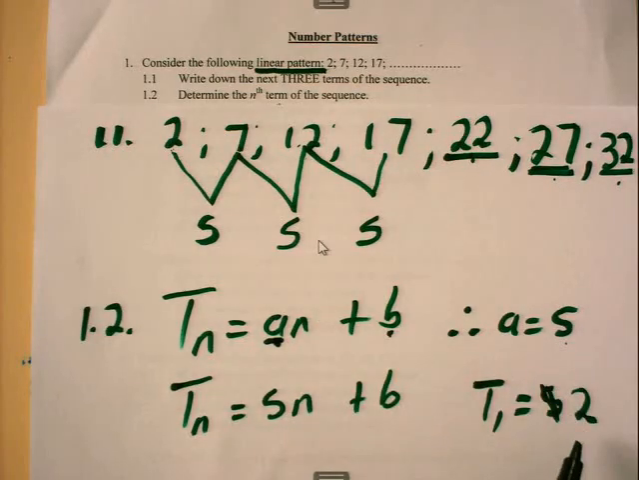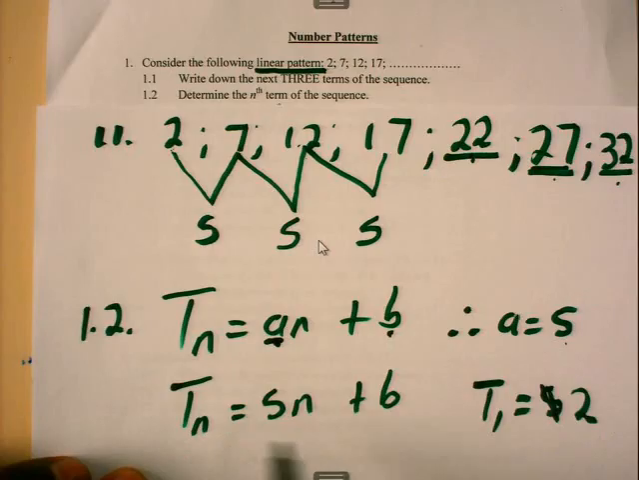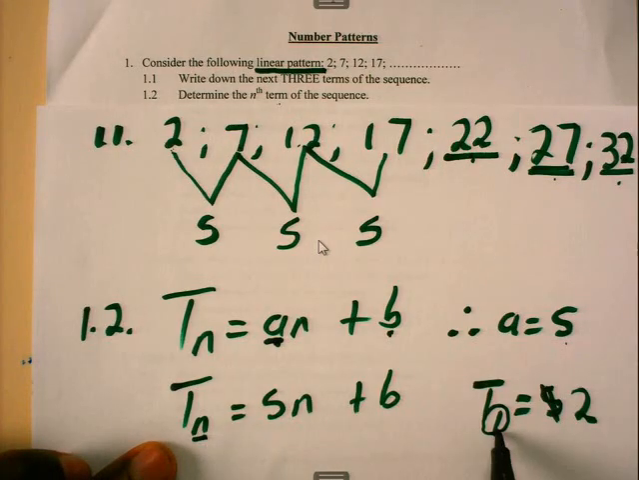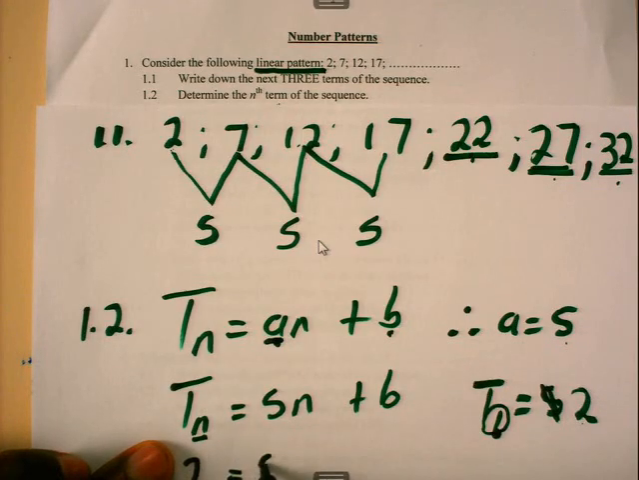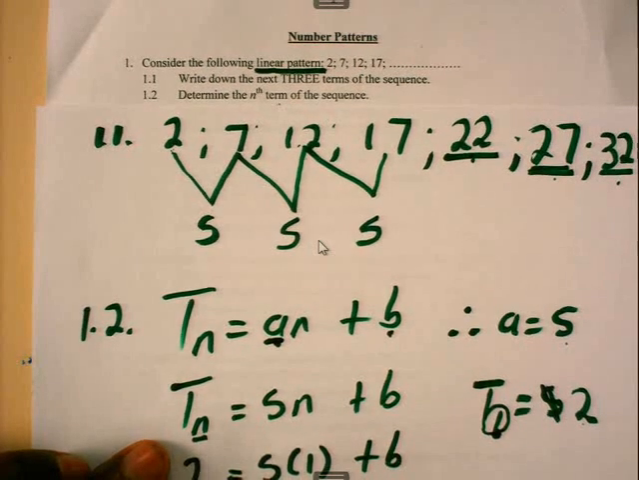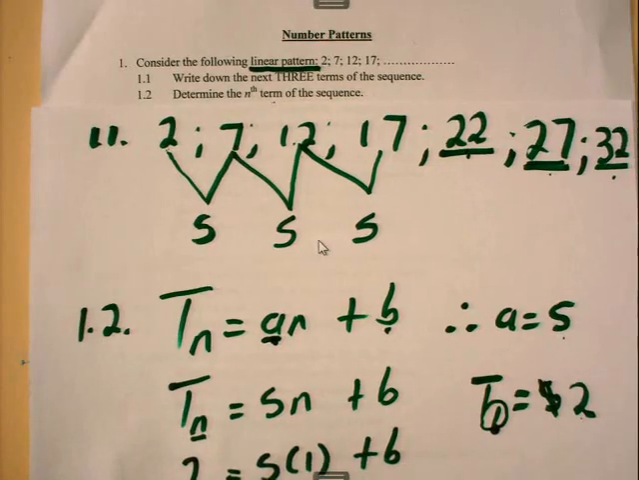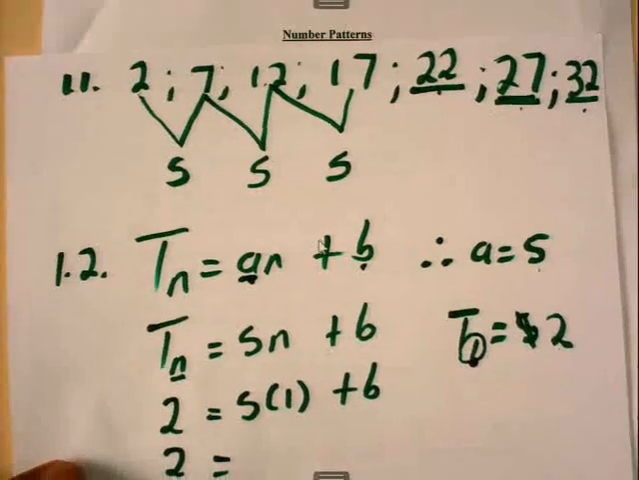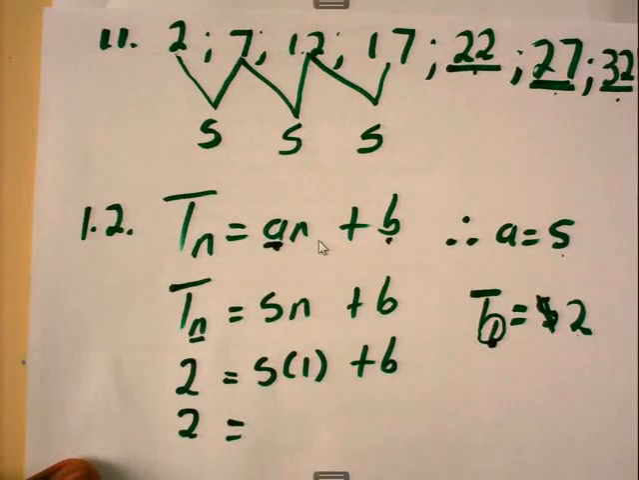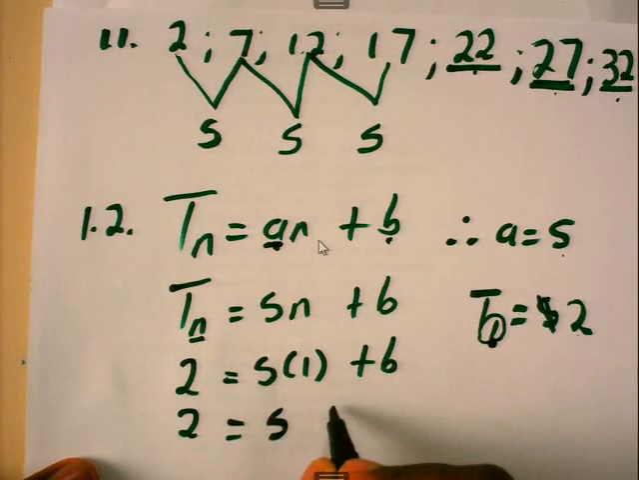So our first term is 2. We substitute n by 1. Remember we wrote Tn, the nth term. So T1 is 2, meaning that we substitute n by 1. Term number 1 is 2, so 2 equals 5, substitute n by 1, plus b. Now we determine the value of b. We've got 2 equals 5 multiplied by 1, which gives us 5 plus b.